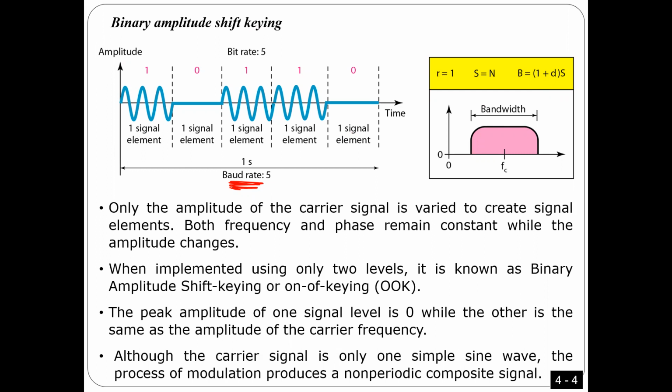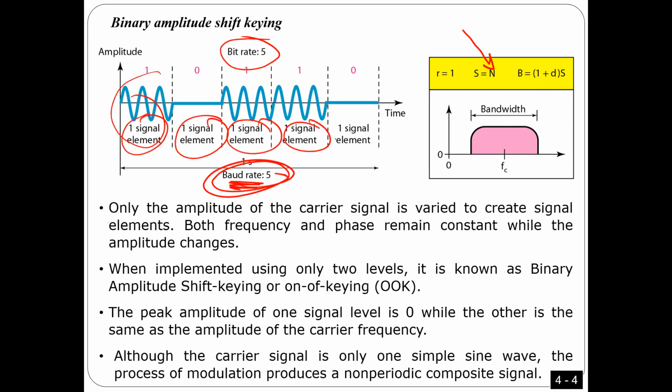Bit rate, which is N. This is how many bits per second. Okay, here the bit rate is 5. We have baud rate. Baud rate means how many signal elements, 5 signal elements in 1 second, and also we have hertz. Okay, I think I have an example to clarify again the difference between them.